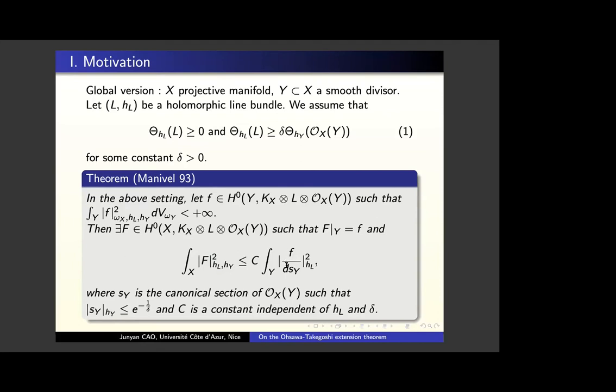In this case, the quotient here is well defined over Y. And by the adjunction formula, we know that the quotient here takes values in K_Y plus L. So once we evaluate over h_L, it's a volume form over Y. So this integral is well defined. So the theorem says that once this L2 norm is bounded, we can find an extension such that its L2 norm is bounded by this term.